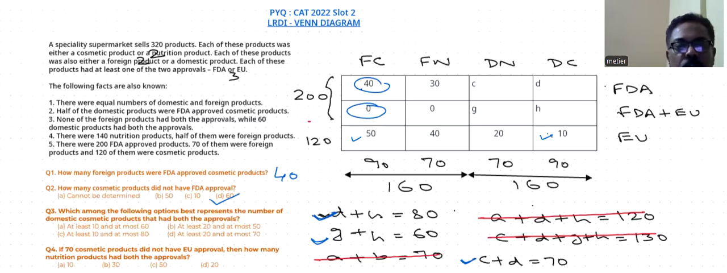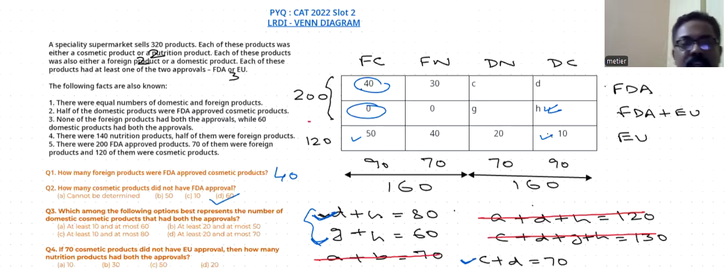Which among the following options best represents the number of domestic cosmetic products that had both the approvals? Domestic cosmetic both approval. So we have to find out the value of H. Now check, we are having H here in two equations: D plus H is 80, G plus H is 60.